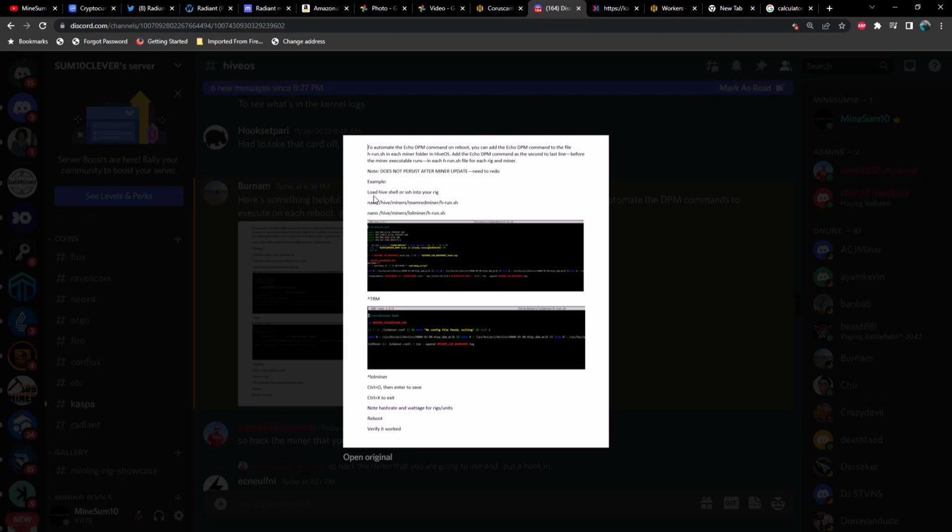He says, for example, load Hive Shell or SSH into your rig, and then you're going to put in the following. If you're using Team Red Miner or if you're using lolMiner, you'll use this. Then you hit Control+O, then Enter to save, and then Control+X to exit. Note the hash rate and wattage for the rigs, reboot, and verify that it worked.